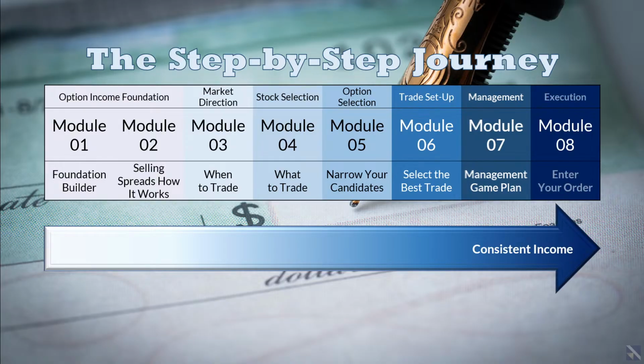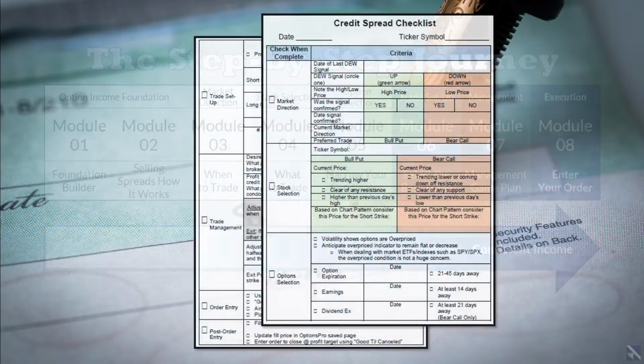Now that you found the best stock, you set up your low-risk, high-probability option trade, you mapped out your management game plan, now it's time to place the trade. This module breaks down the trade execution phase into simple, repeatable steps. You're going to commit to muscle memory in no time.